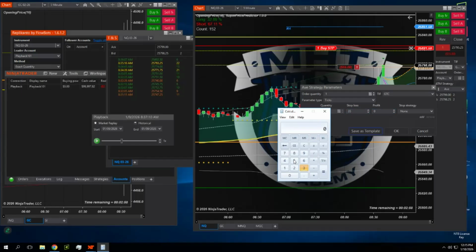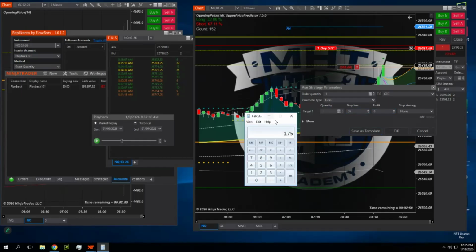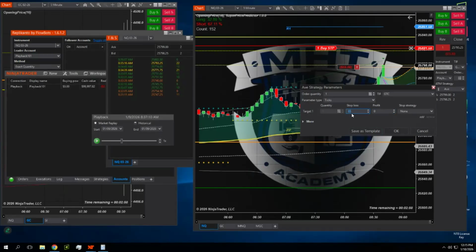So it's $5 per tick. So 35 times 5, you're risking $175. If that's what you normally risk when you trade, keep your average just the way it is. Don't put that on 80, 90 ticks because it won't be accurate. Put it on a stop loss that you know you will trade with.